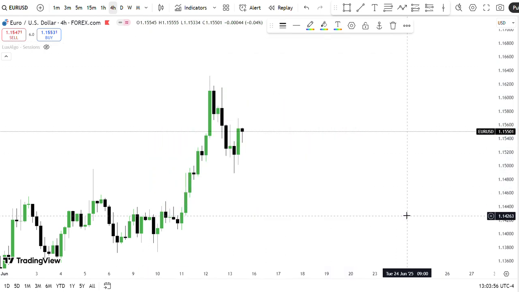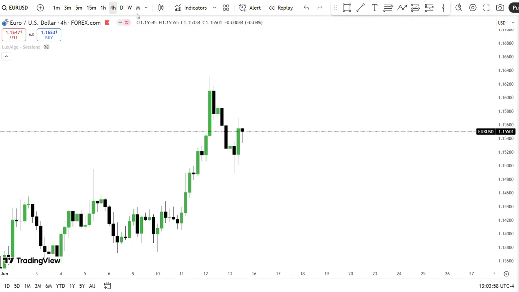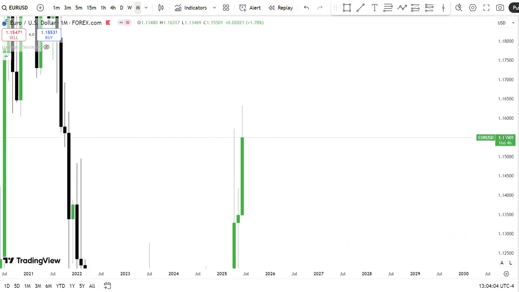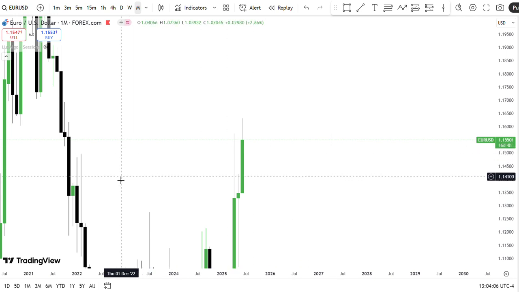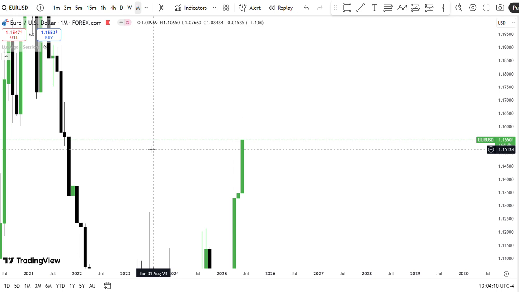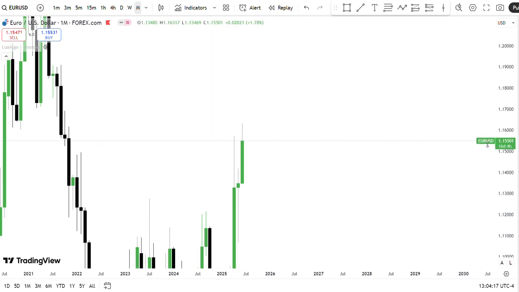I am removing everything and going to the monthly chart. You can see the monthly chart right now. What bias can we see? We can see a bullish bias. The market has closed above this order block and the fair value gap in the higher time frame, so I am expecting bullish in monthly. The candle size is too big, so the market has taken the swing high.